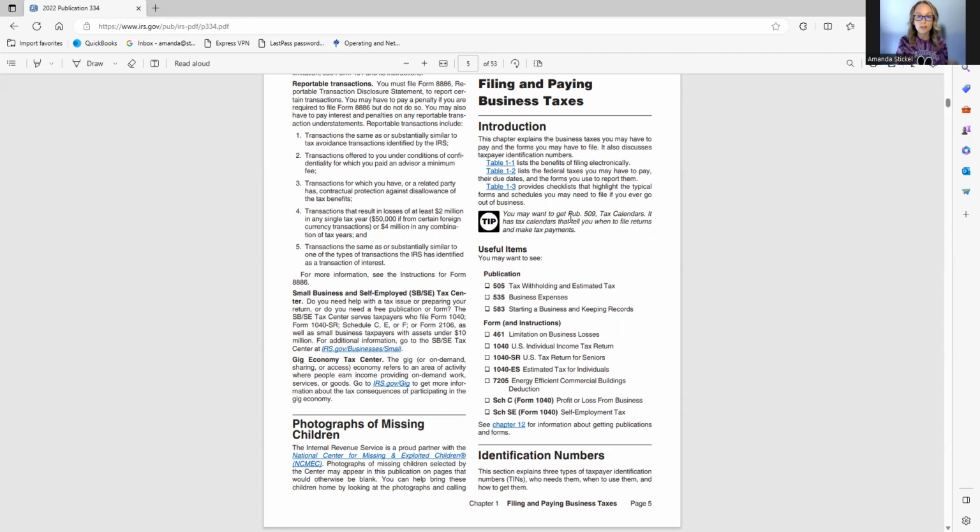Tip: you may want to get Publication 509 tax calendars. It has tax calendars that tell you when to file returns and make tax payments. Very helpful.